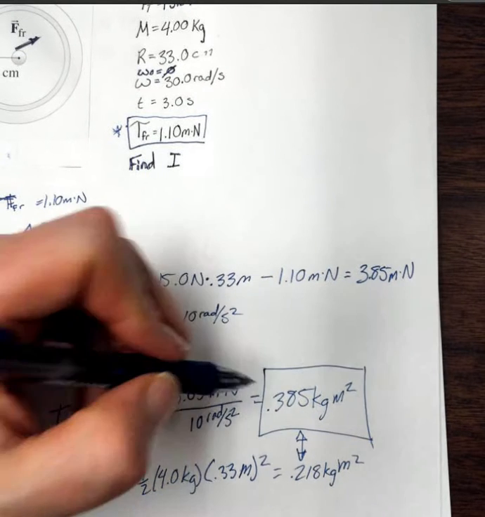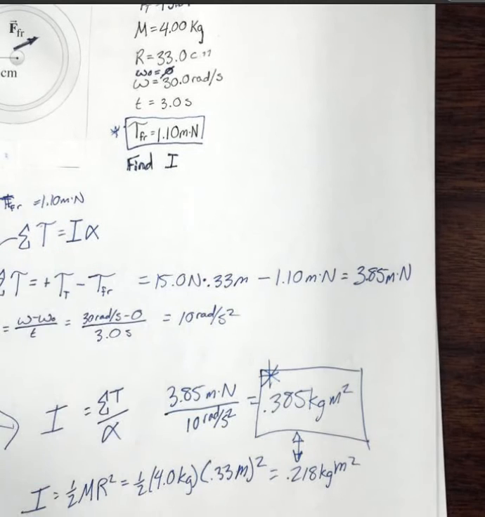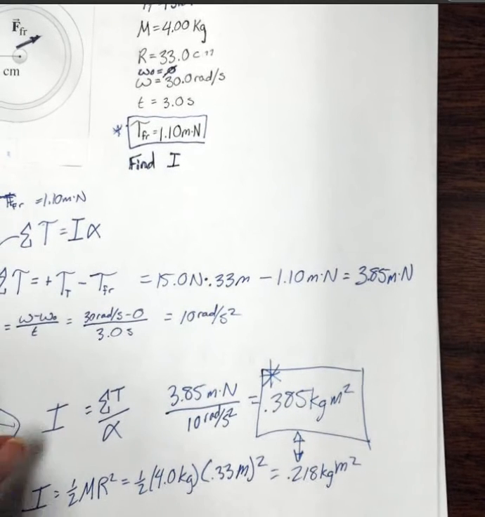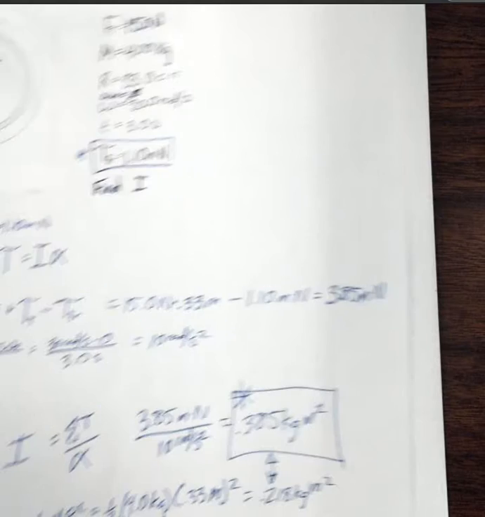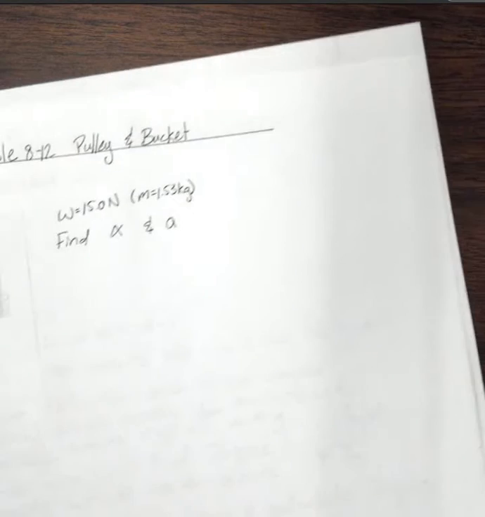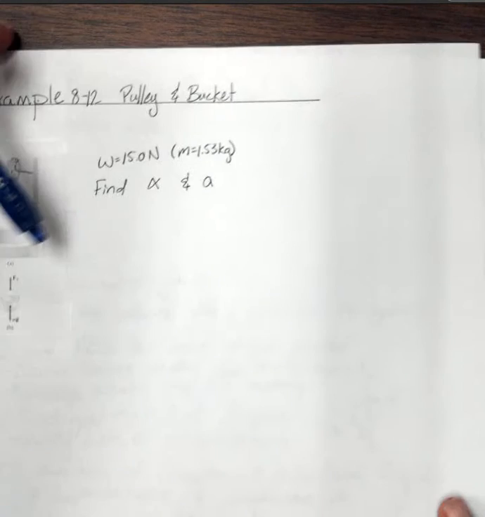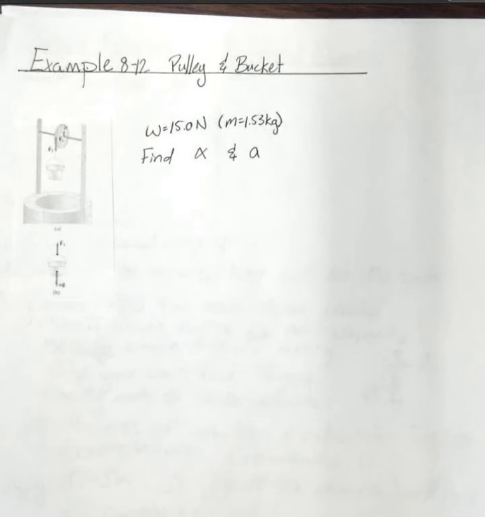So we're going to keep this value in mind for our next problem. Once you've determined experimentally what a moment of inertia is, you could use it to solve a more complex problem. And that's exactly what this next problem is. It's a more complex problem.